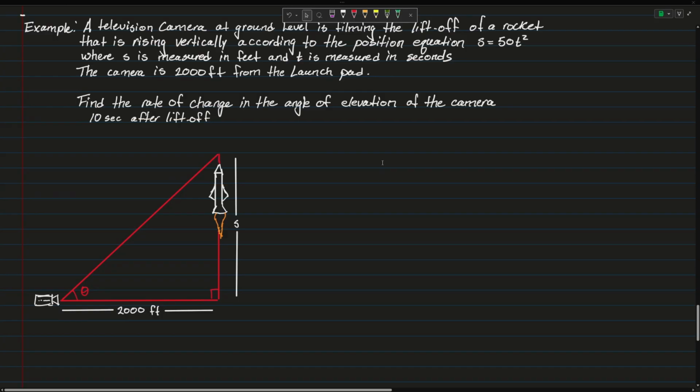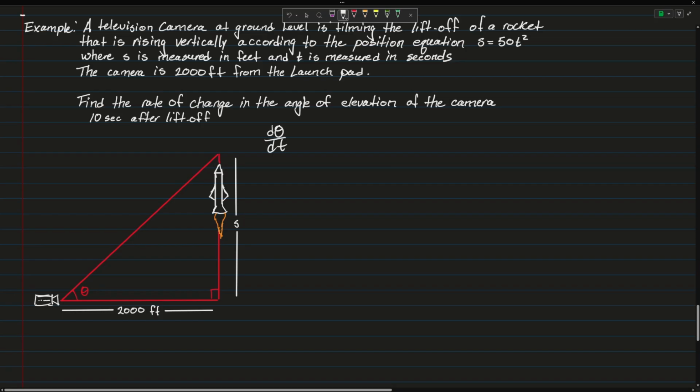In this example, a television camera at ground level is filming the liftoff of a rocket that is rising vertically according to the position equation s equals 50t squared, where s is measured in feet and t is measured in seconds. The camera is 2,000 feet from the launch pad, which is constant. We want to find the rate of change in the angle of elevation of the camera 10 seconds after liftoff. So we are trying to find the rate of change of theta, which is d theta/dt. Let's mark that as the thing we're trying to find.